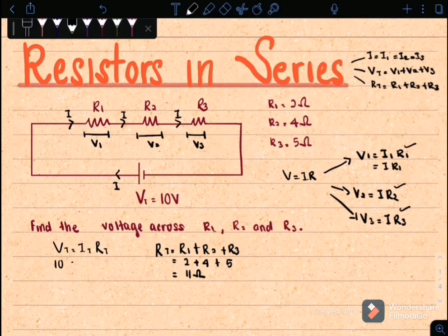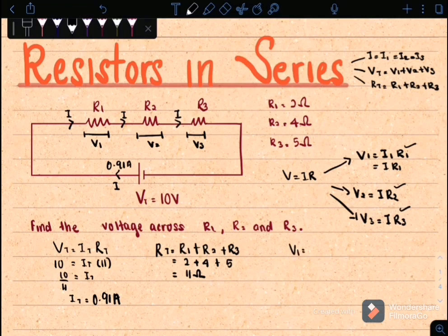So now I can find my I total, where my I total is 10 divided by 11, which gives me my I total as 0.91 ampere. So this is the current that flows from the power supply, and that is the same current that is going to pass through each of the resistances.